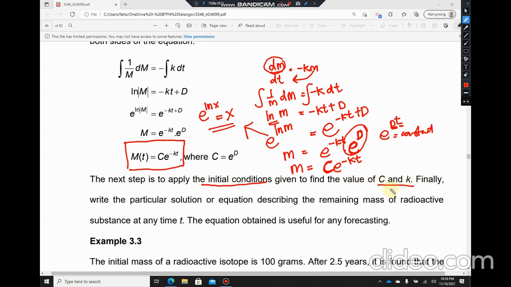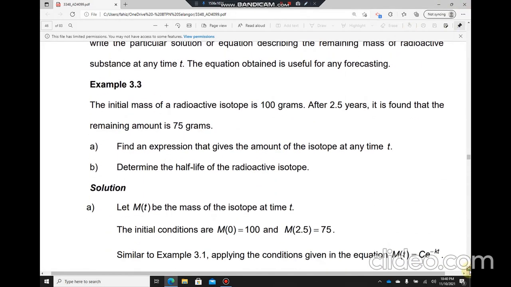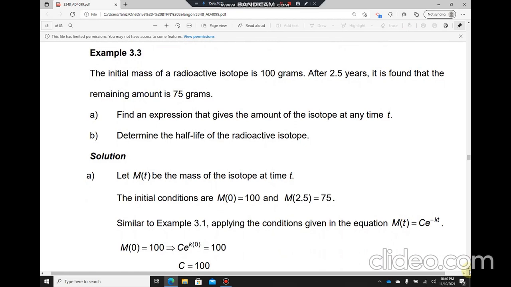Finally, write the particular solution or equation describing the remaining mass of radioactive substance at any time T. The equation obtained is useful for any forecasting. So yang lain ni step dia sama macam population growth. Okay, so let we discuss example 3.3. Okay, example 3.3 here.